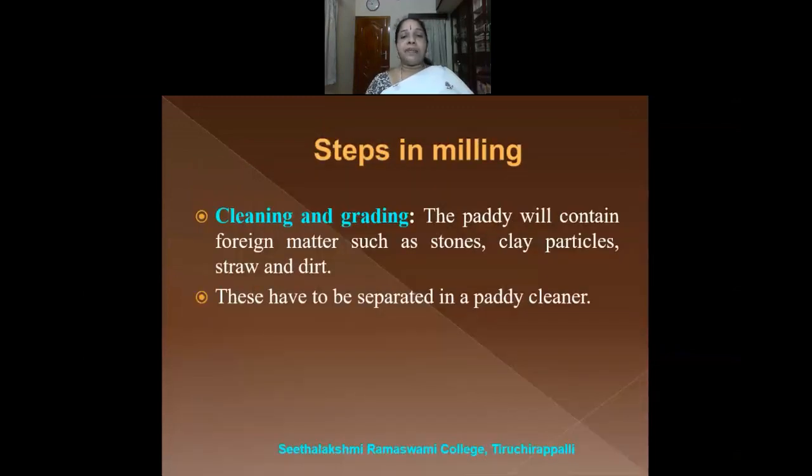What are the steps involved in the milling of rice? The first step in the milling of rice, milling na enna?